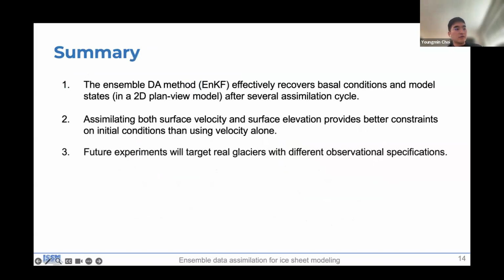So to summarize, we see that the ensemble Kalman filter can recover basal conditions and the model states after several assimilation cycles. And we also see that assimilating both velocity and surface elevation data provides better initial conditions than using only velocity data alone. Although this was only for an idealized model setup, we can apply this method to real glaciers with different observational specifications, like testing the impact of errors and spatial and temporal coverage on the model initializations.